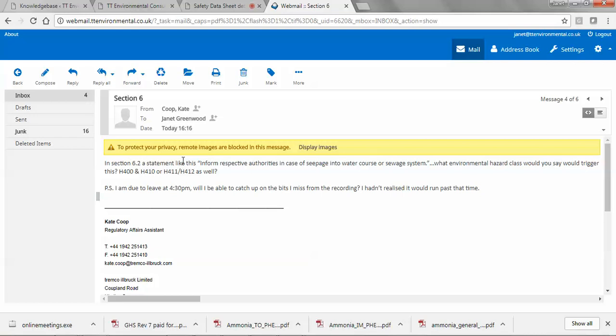In section 6.2, a statement like this: inform respective authorities in case of seepage into watercourse or sewage system. What environmental hazard class would you say triggers this? H400 and H410, or H411, H412 as well?